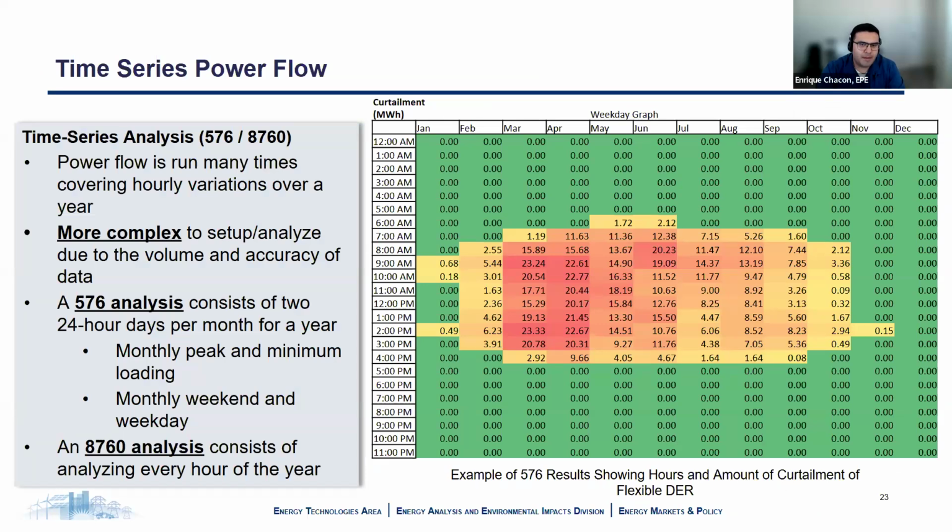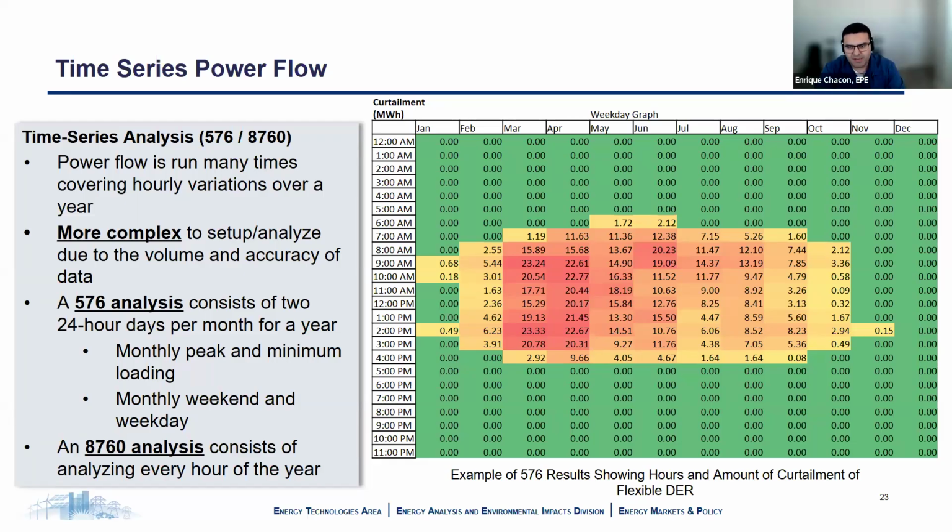Okay. And for the time series load flow, it's essentially a power flow being run over multiple hourly iterations. It is more complex in the sense that you need to have a large amount of data, and furthermore, you need to have very accurate data. Two common time series analyses are the 576, which consists of two 24-hour days per month for a year, and it normally identifies a monthly peak and minimum, versus the 8760. That one is basically 1 hour over the entire course of a year.